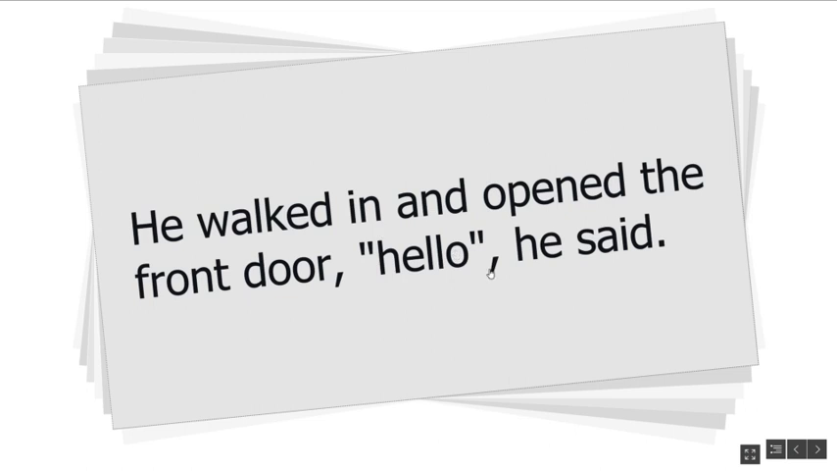Also, this comma right here should go next to the O, and then these quotation marks will follow. So it would be quotation mark, capital H, hello, comma, quotation marks, he said. So there should also be a space there as well.